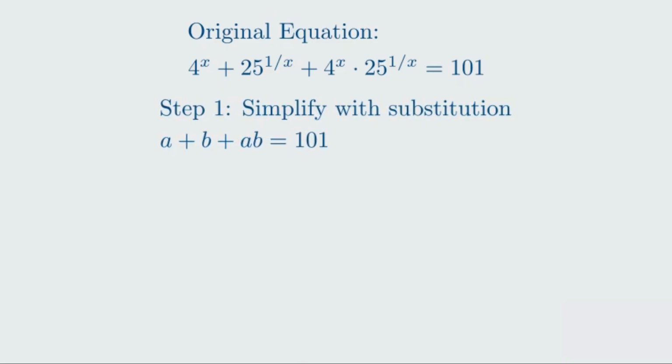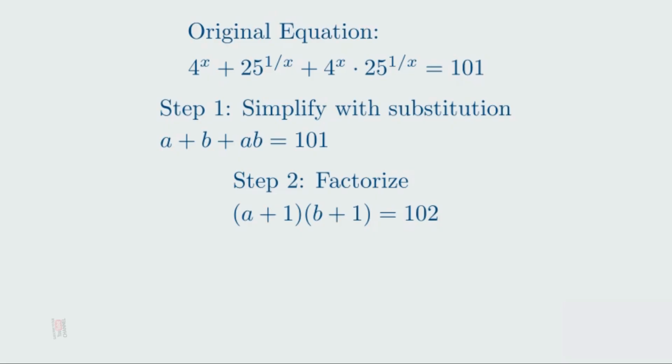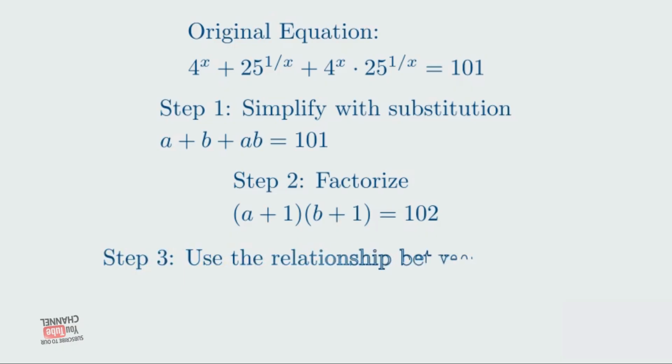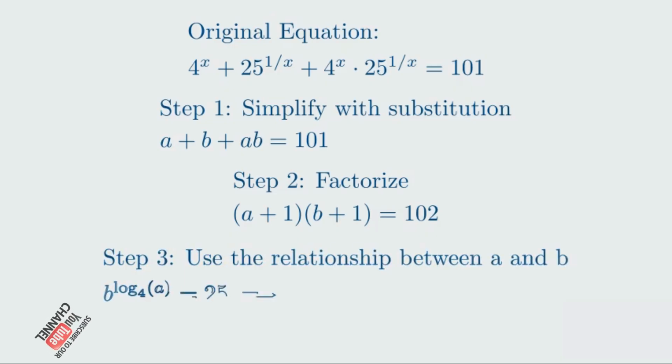Second, we factored this new expression by adding 1 to both sides, which allowed us to write it as a plus 1 times b plus 1 equals 102. This factorization created a relationship between a and b that we could work with. Third, and this was the most important step, we used a deeper connection between a and b from their original definitions to narrow down the possible solutions. We found the unique constraint b to the power of log base 4 of a equals 25, which led us to the single valid pair, a equals 5 and b equals 16.